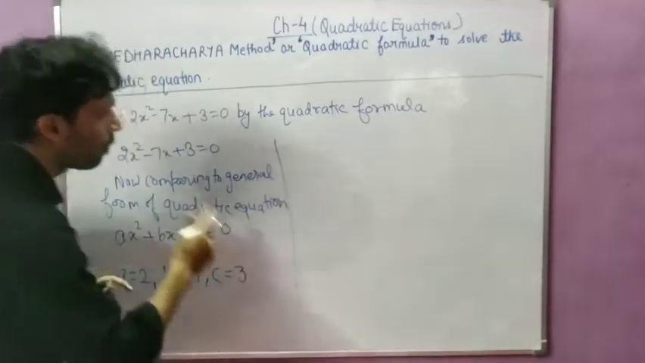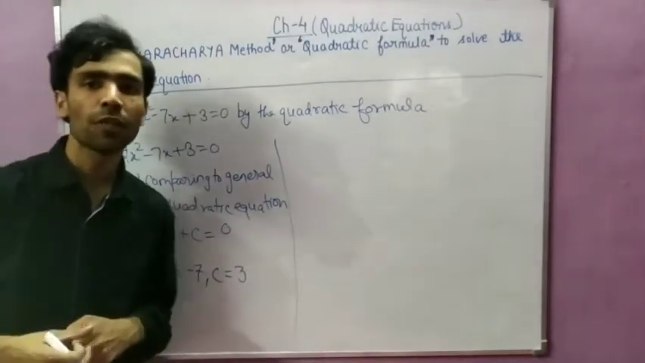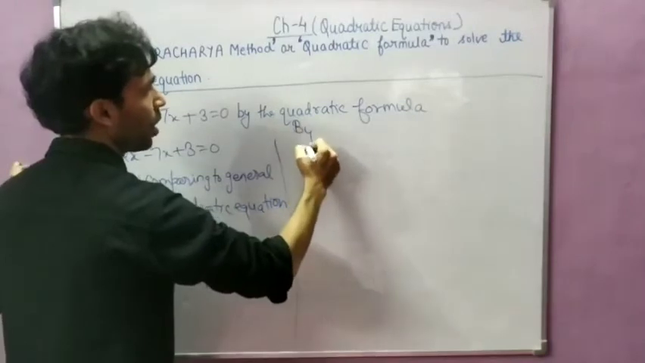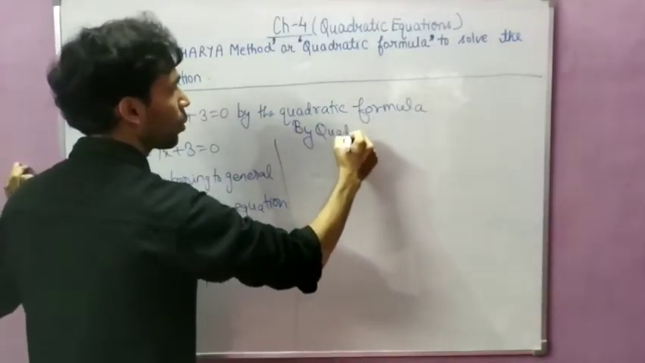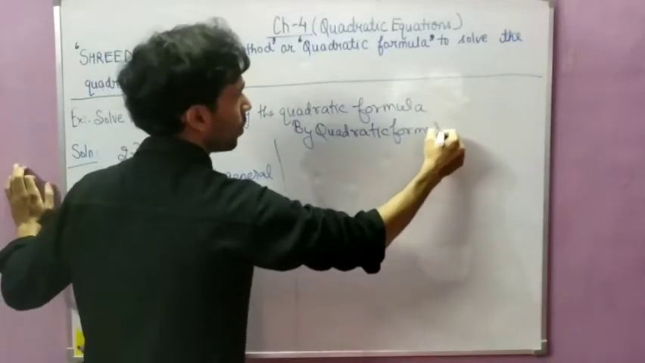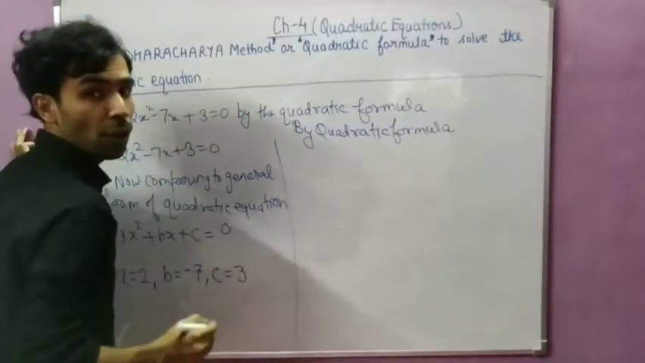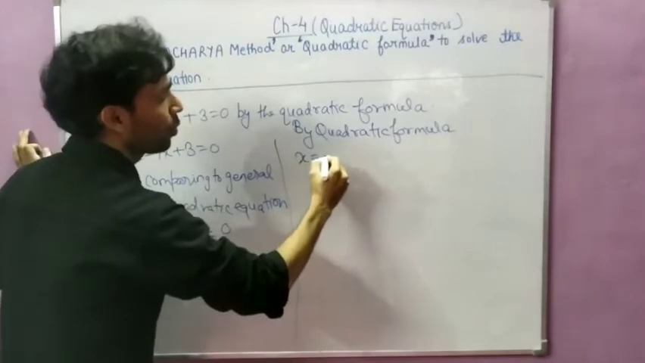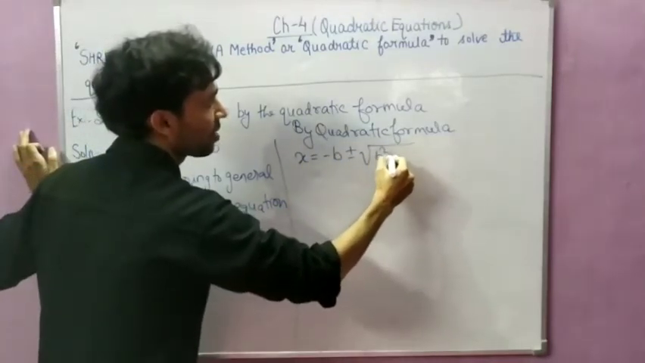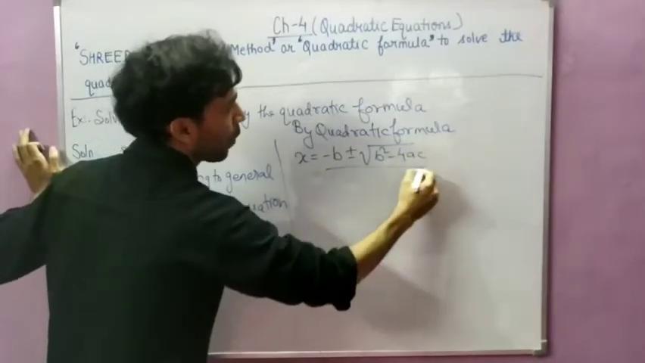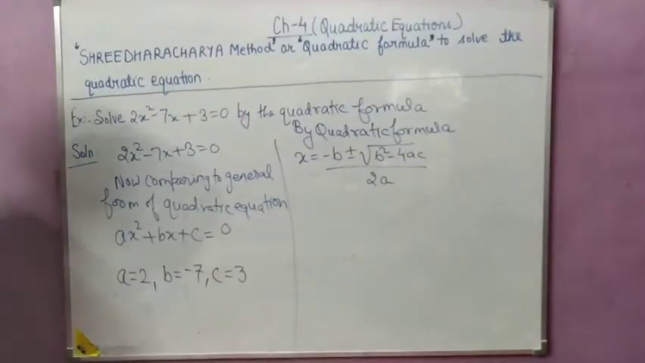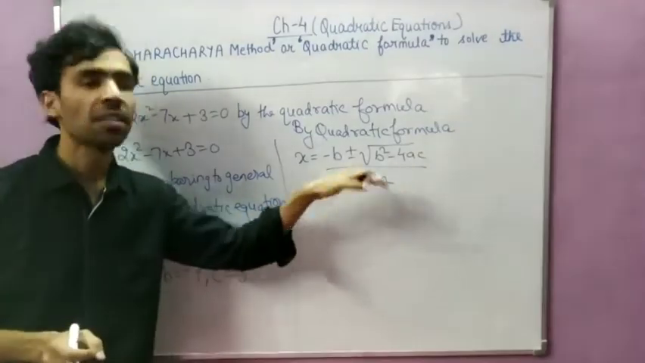Now you have to find the roots of the quadratic equation. So by the quadratic formula, what was the quadratic formula? x equal to minus b plus minus under root b square minus 4ac upon 2a. Okay, now students, put all the values of a, b and c in this formula.